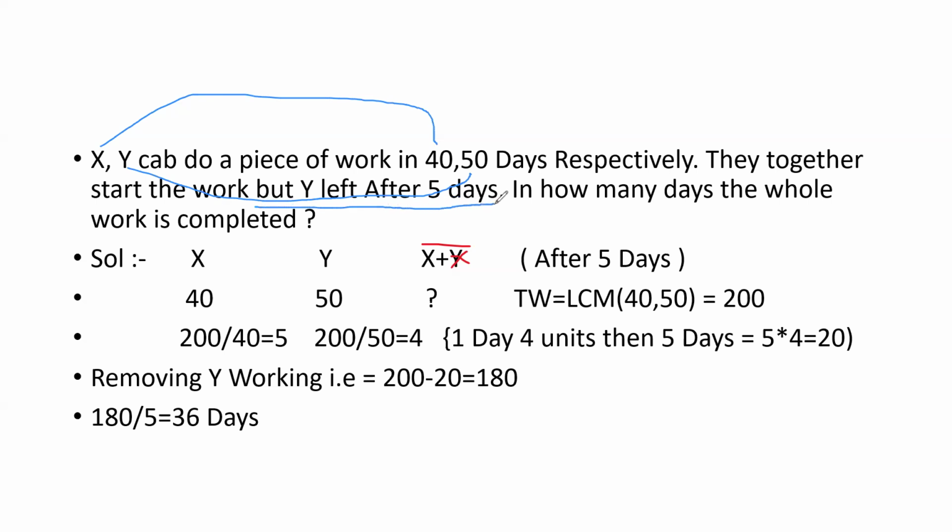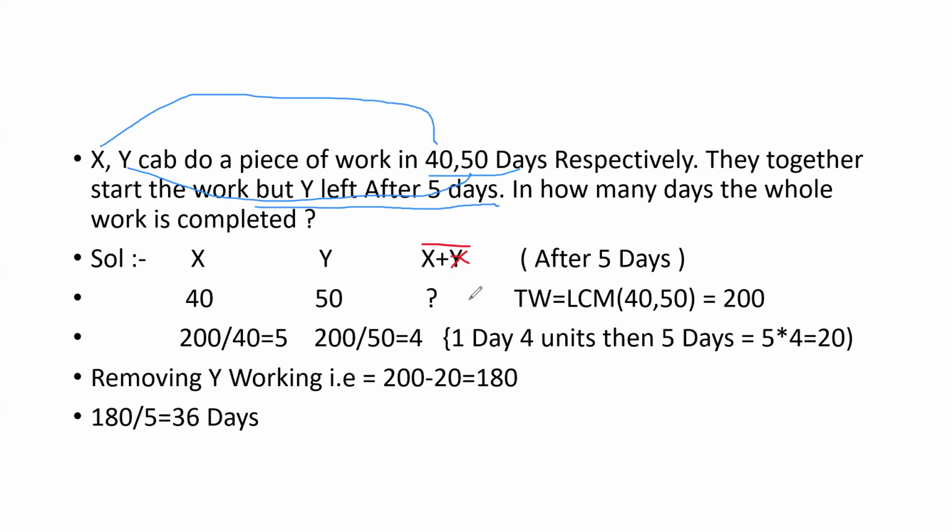Now, whatever the time and work question is, first we have to find the total work. Total work means the LCM of the given days. Here, LCM of 40 and 50 is 200. Now we have to find the individual work: how many units a person can do in one day. Here X can do 5 units in one day and Y can do 4 units in one day.